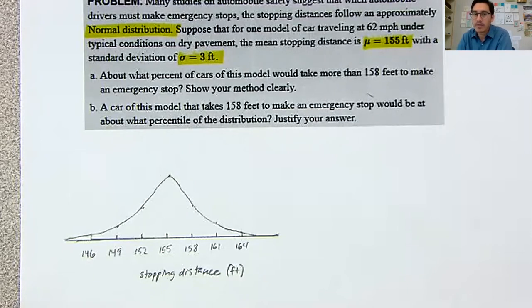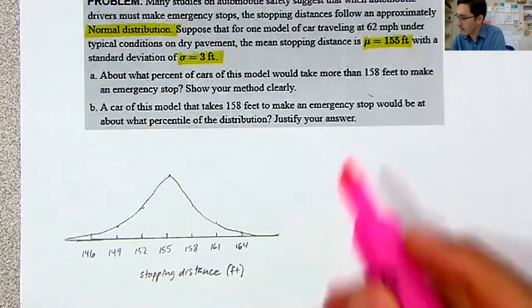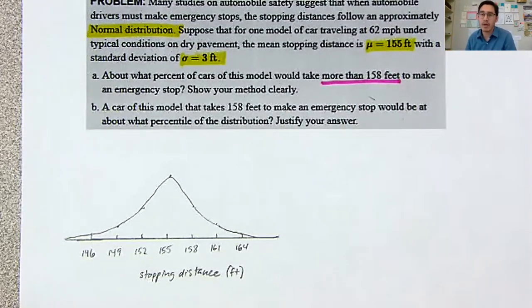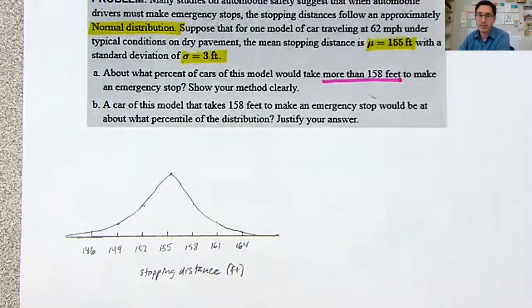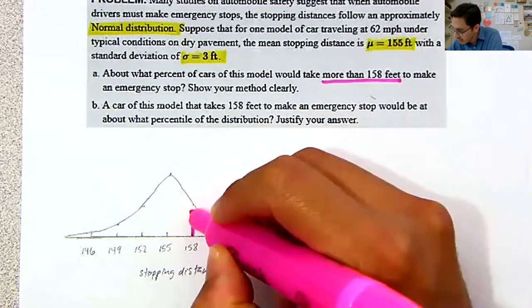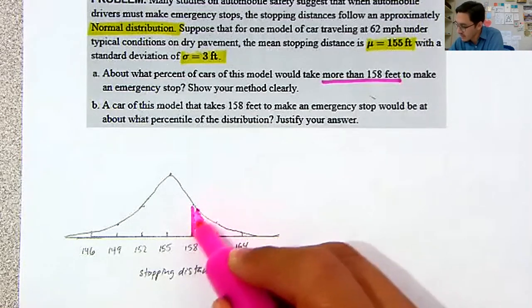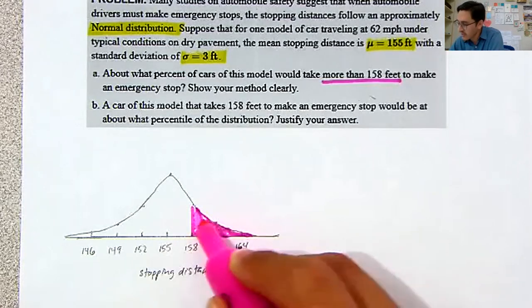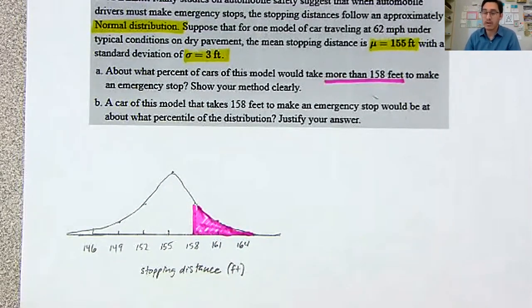Part A, about what percent of cars of this model would take more than 158 feet to make an emergency stop? Okay. So more than 158 feet is describing a region in this model. So I'm going to go ahead and highlight that using pink since I underlined the phrase in pink. So there's 158 feet. Okay, so that region there represents the proportion of cars that would take more than 158 feet.